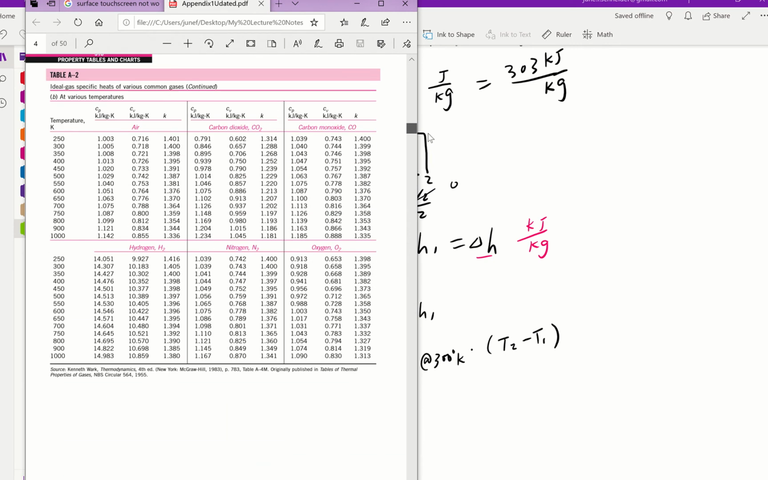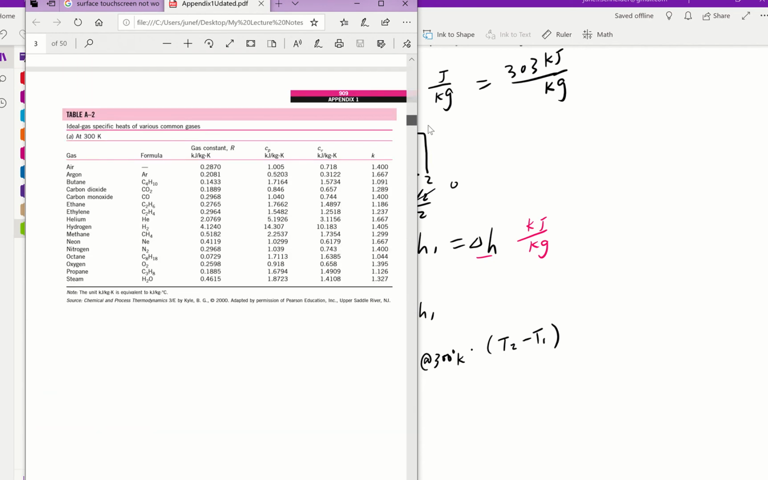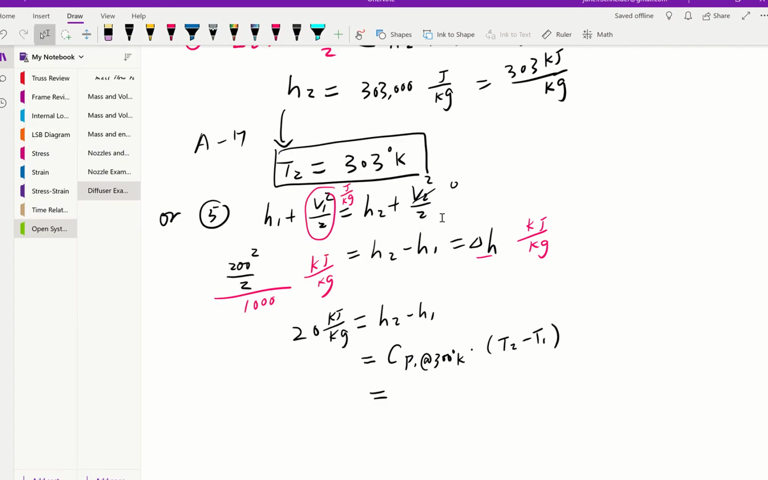Okay, so we are here now. So we are from table A-2, and for air, the CP value is 1.005 right here, right? So 1.005, that's from our table A-2.